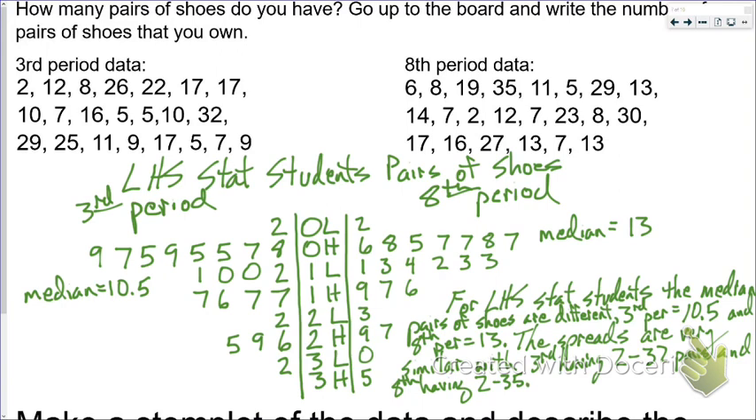All right, lastly, shape. Both periods show positive skew. I'm going to write a long line here so I can fit it, with a peak at 5 to 9.